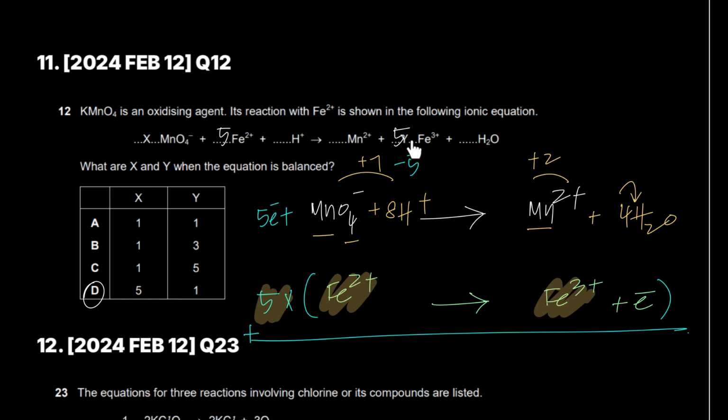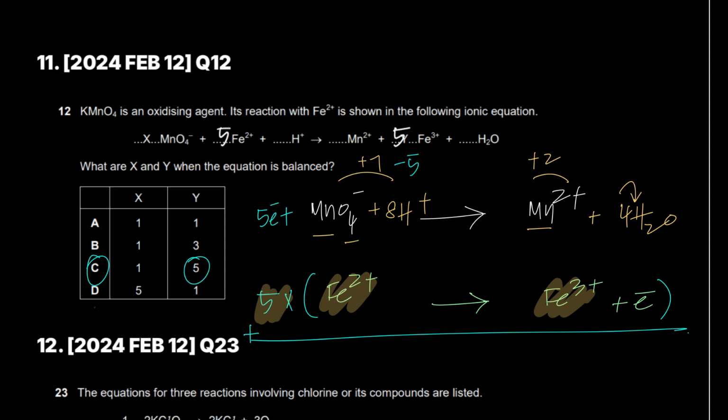If this Y, oh, what? I think I did it wrong. Wait, Y is 5. Sorry, my bad. This is 5. Y is 5. My bad. Sorry. So C is the correct option.